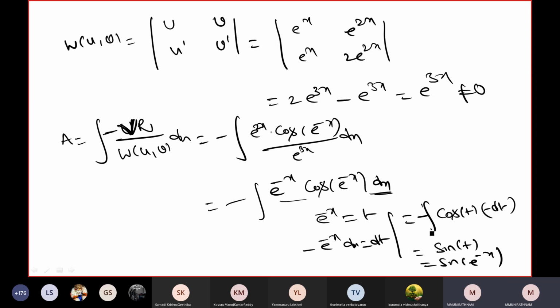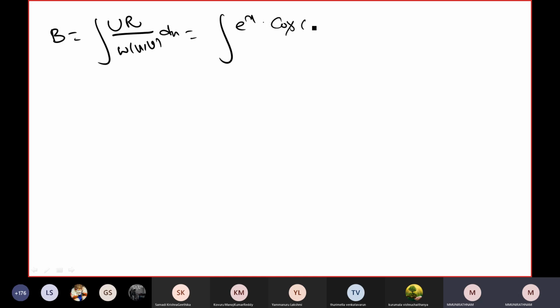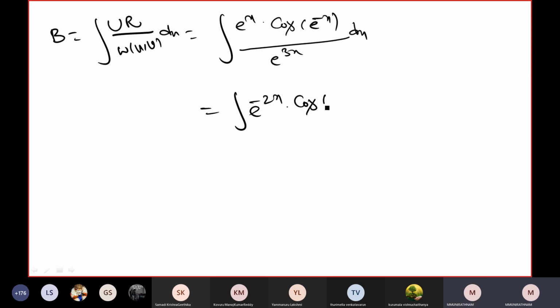Next we go for b. రాసుకున్నారా? b అమ్మా, b కనుక్కోండి. Integral u into r by wrong chain of u comma v dx. What is u? e power x. r is cos of e power minus x by e power 3x dx, which is e power minus 2x cos of e power minus x dx.